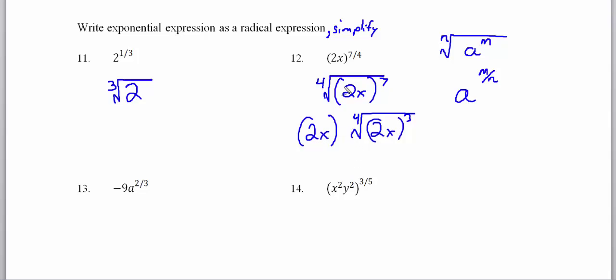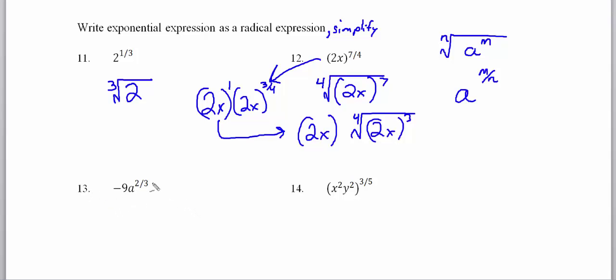Now you could have actually simplified that back here and made this problem into 2x to the first power multiplied by 2x raised to the 3/4 power, because 1 and 3/4 adds up to 7/4. So this is another way to do the problem to get that equivalent answer.